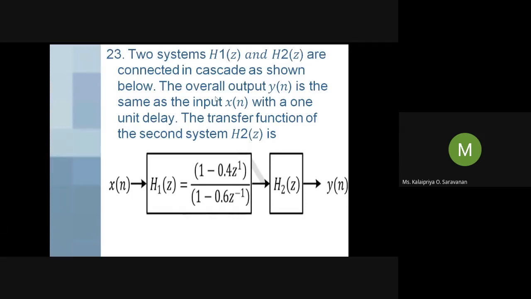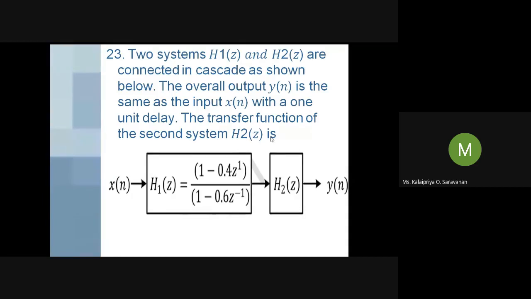This is the last question for the session. Given are the two systems H1 of Z and H2 of Z connected in cascade as shown below. The overall output Y of n is the same as the input X of n with 1 unit delay. The transfer function of the second system H2 of Z is.